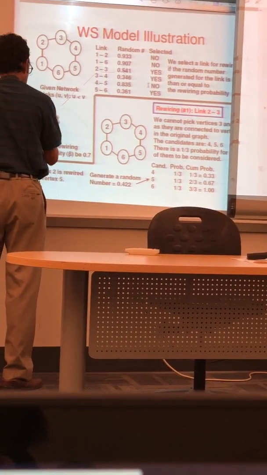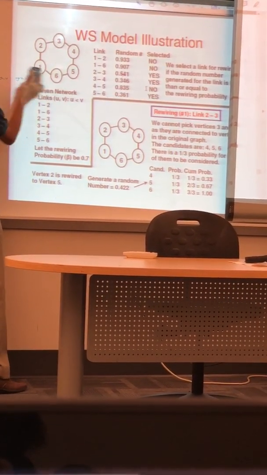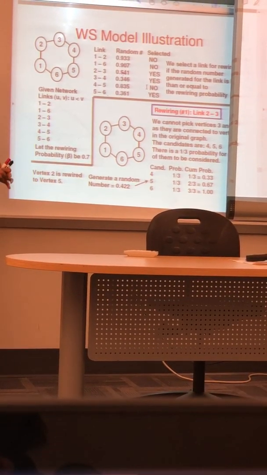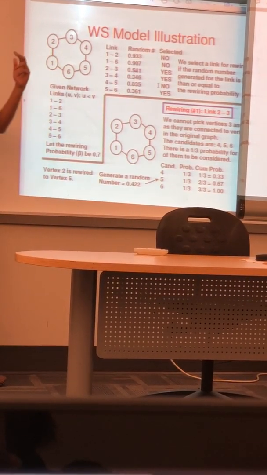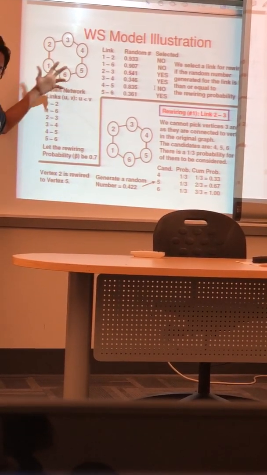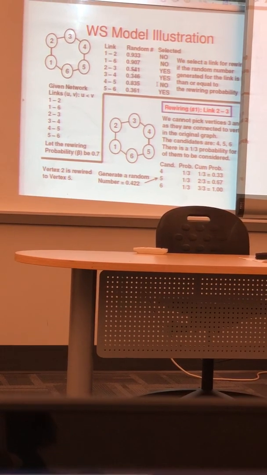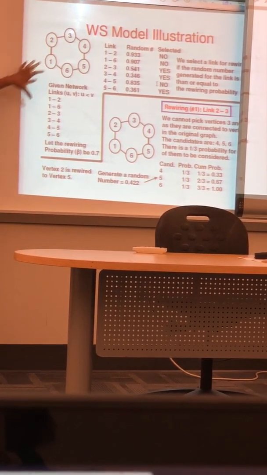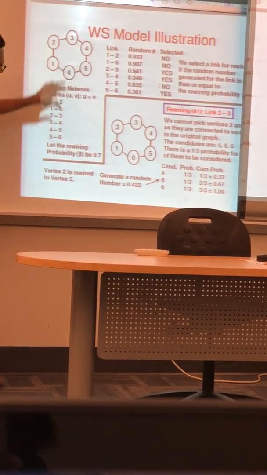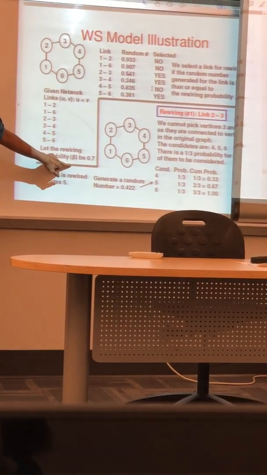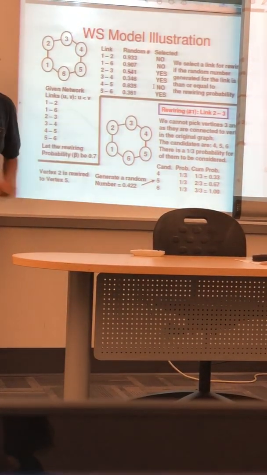So we'll start with a simple regular network like this. So it's a ring, okay. So every node has degree 2. Okay, so we want to rewire some of the edges and generate a random network. So what I'll give you is a network like this, a regular graph, and the rewiring probability. Let us assume the rewiring probability is 0.7.